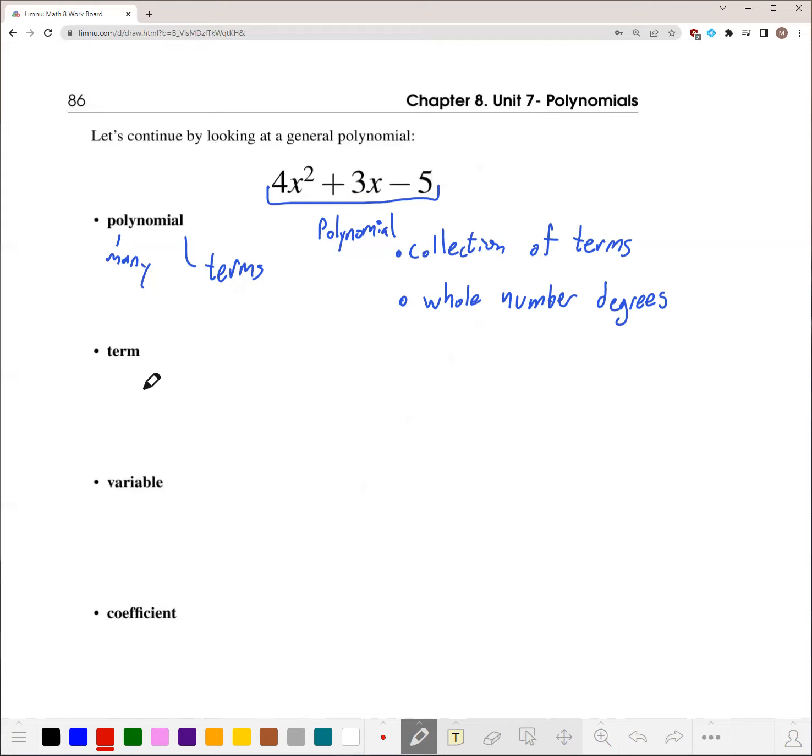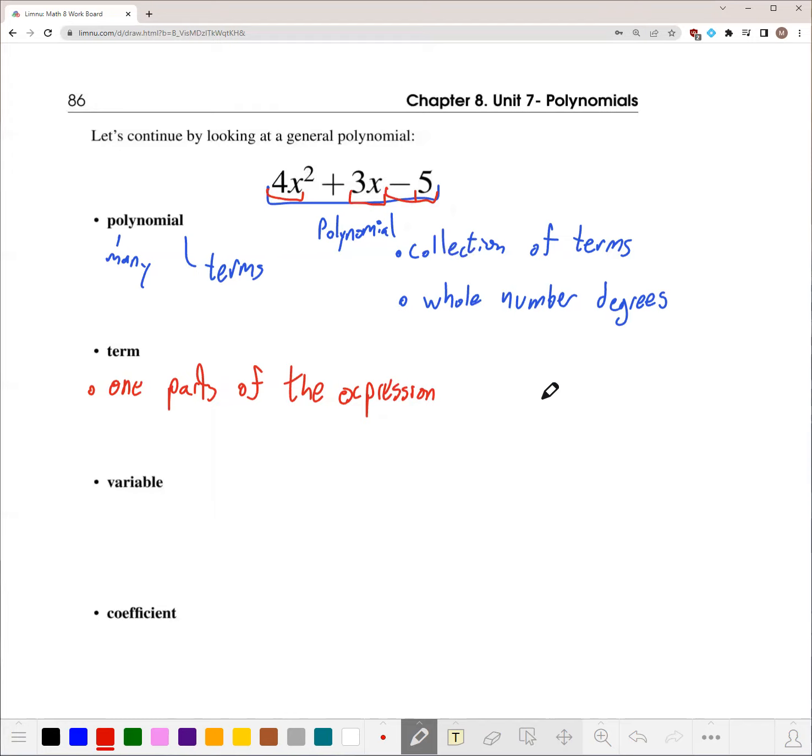A term is a single part of an expression. So it's one part of the expression. We can describe a term as being something that's attached to the rest of them by addition or subtraction. So 4x squared, 3x, and 5, or really we should say negative 5. These are terms. So in this polynomial, there are 3 terms.